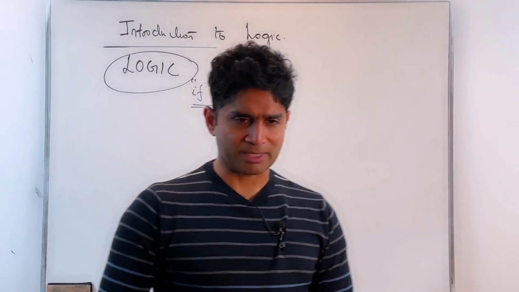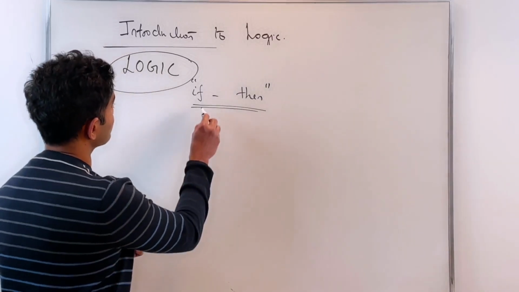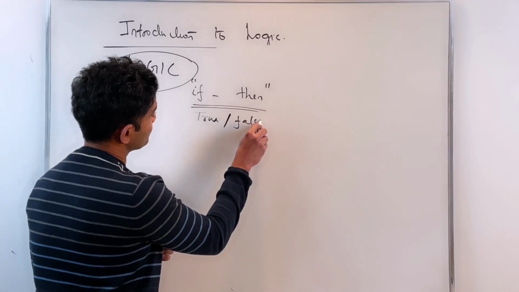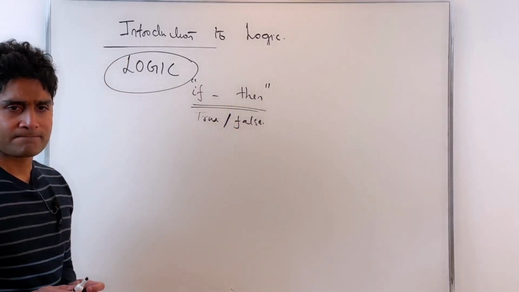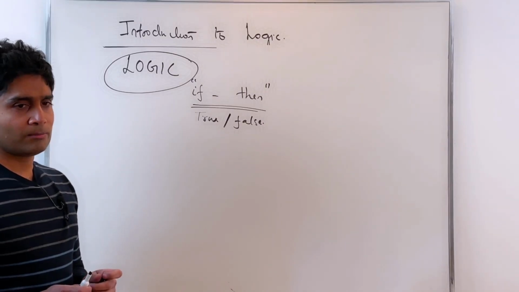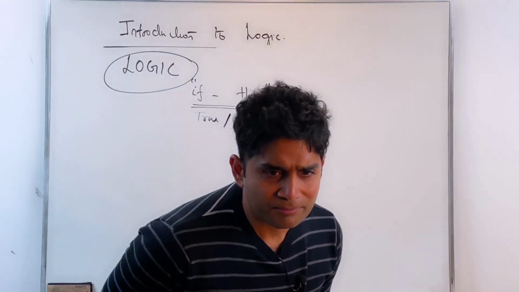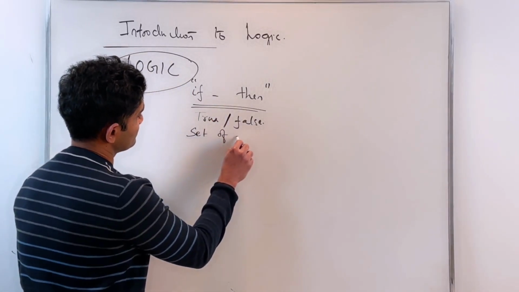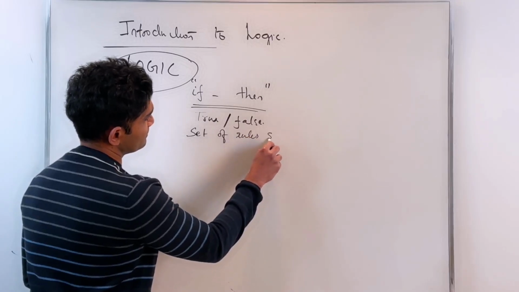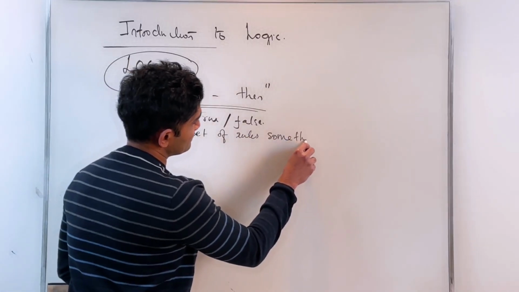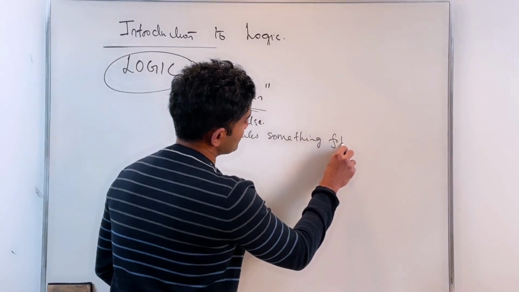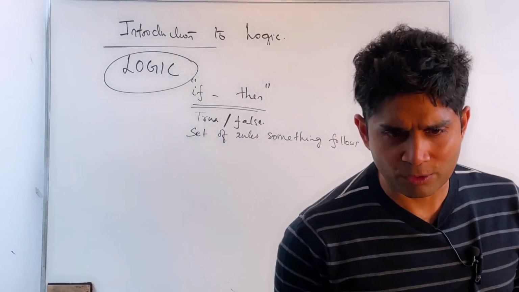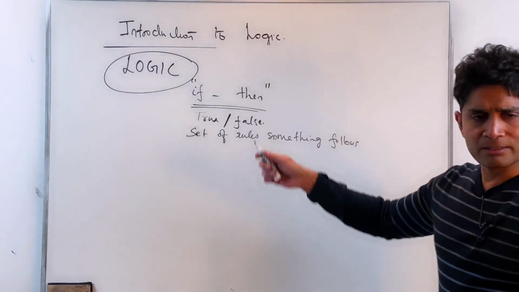True or false? Okay. True or false? With some constraints, right? A set of rules, something follows. Yeah. So everything is related in a way. So true or false, a set of rules, something follows, and/or if-then, they're all related.